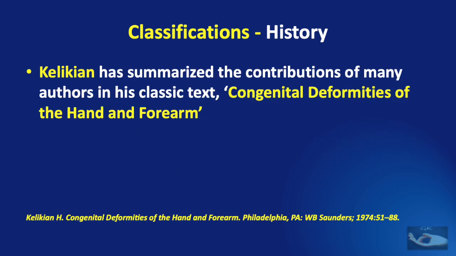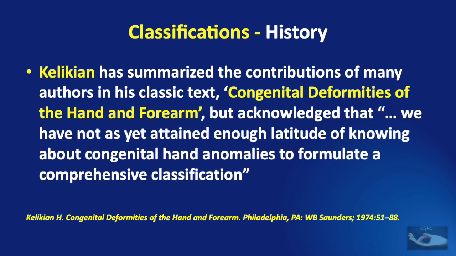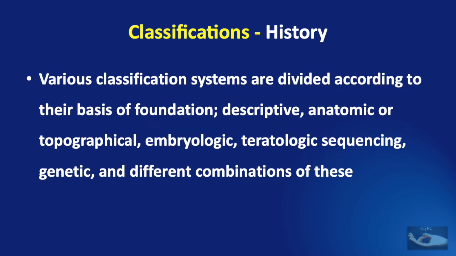Kelikian in 1974 summarized the contributions of many authors in his classic text The Congenital Deformities of the Hand and Forearm, but acknowledged that we have not as yet attained enough latitude of knowing about congenital hand anomalies to formulate a comprehensive classification. This was because though different classification systems were available, they could be divided according to their basis of foundation: descriptive, anatomic or topographical, embryologic, teratogenic sequencing, genetic, and different combinations of these.